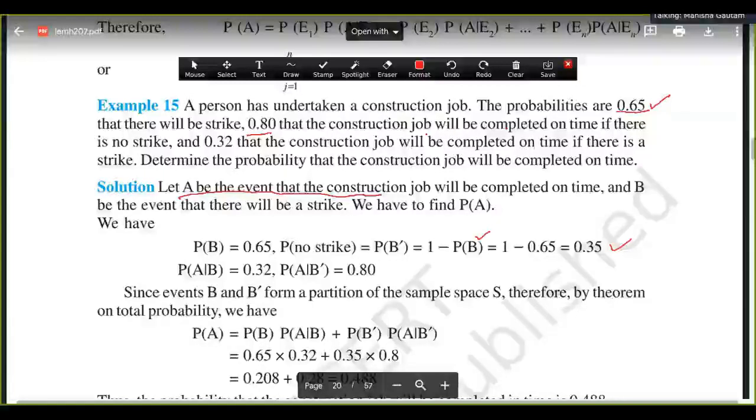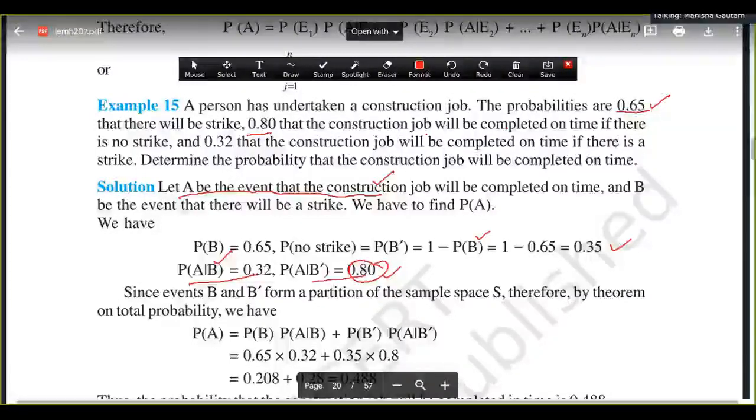Strike or no strike, the two cases are E1 and E2. But what is A? Construction work should be completed, whether there is a strike or not. Both probabilities are given to you. When there is a strike, it is 0.32, and when there is no strike and the work is completed, that is 0.80. This is the case.